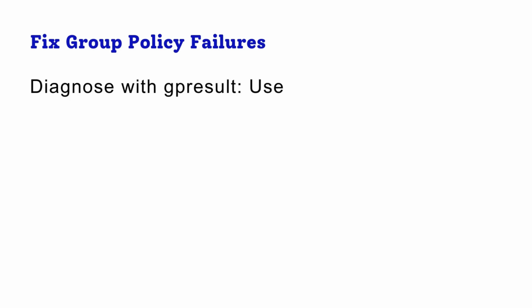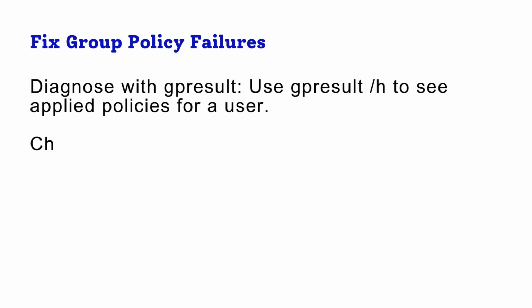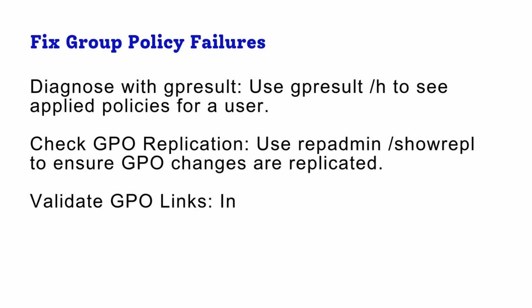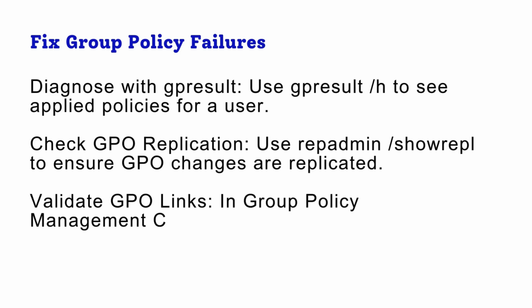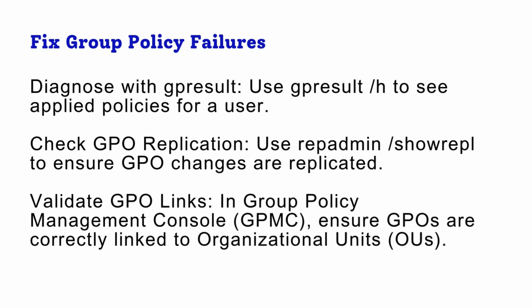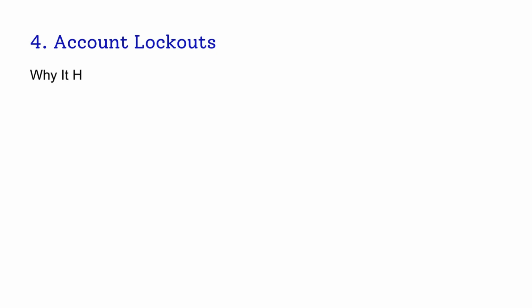To fix this problem, we can diagnose with the gpresult command. Use gpresult /r to see applied policies for a user. Check GPO replication. Use repadmin /showrepl to ensure GPO changes are replicated. Validate GPO links in Group Policy Management Console. Ensure GPOs are correctly linked to the organizational unit.